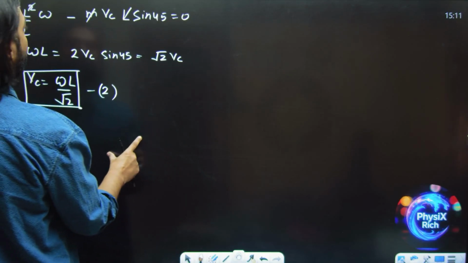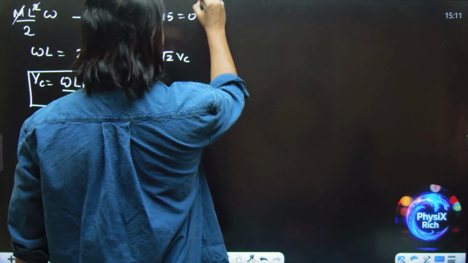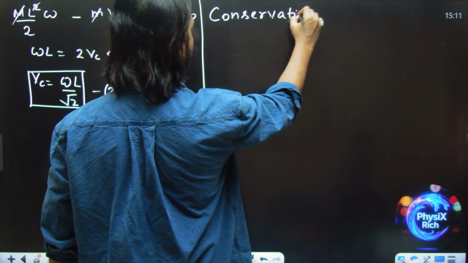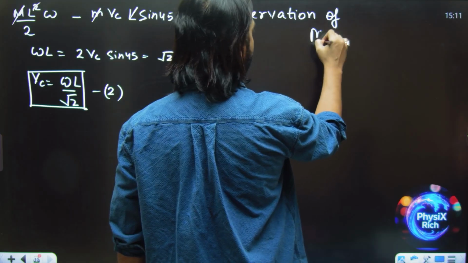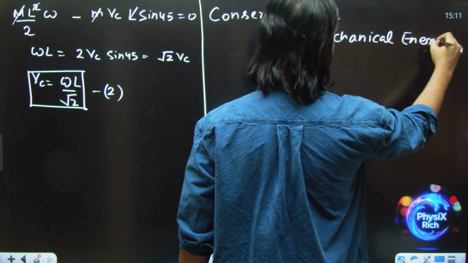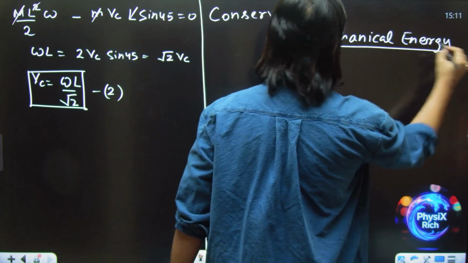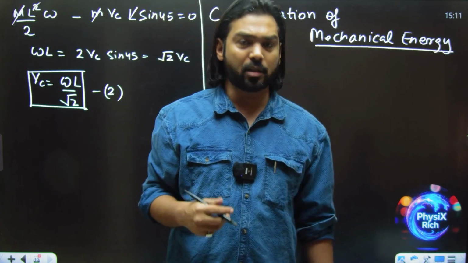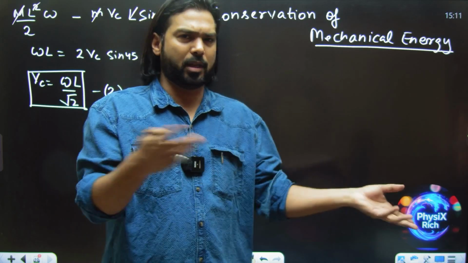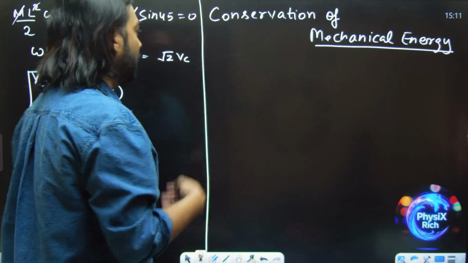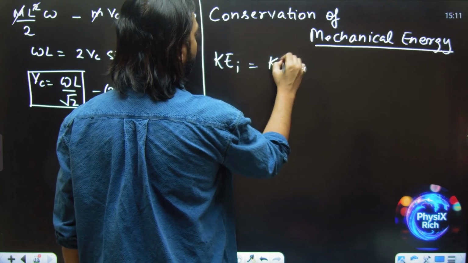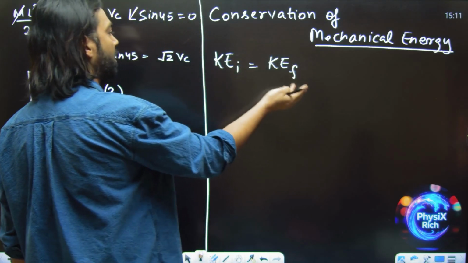We will squeeze this onto one side, and then we will write conservation of mechanical energy. You see, guys, there is no necessity of writing the conservation of mechanical energy and including potential energy in this problem, because there is no such potential energy issue going on. The only issue is of kinetic energy. So the kinetic energy is conserved. Initial and final values are equal.